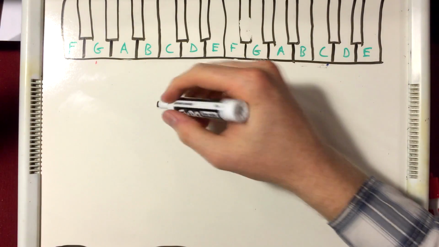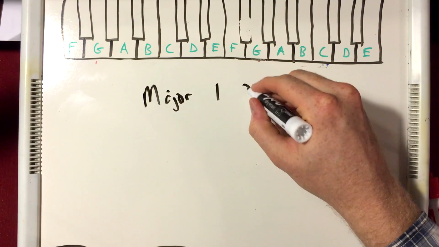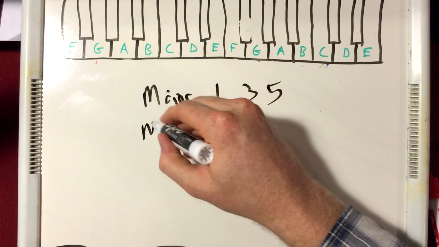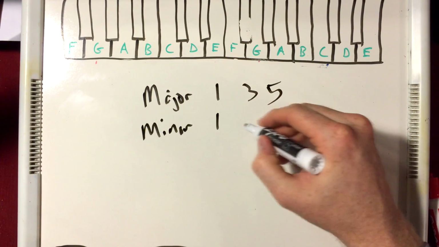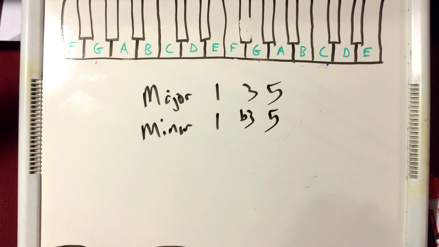So again, the major is just the 1, the 3, and the 5. The minor is the 1, the flat 3, and the 5. There you go. There's your major and minor chords explained very, very simply.